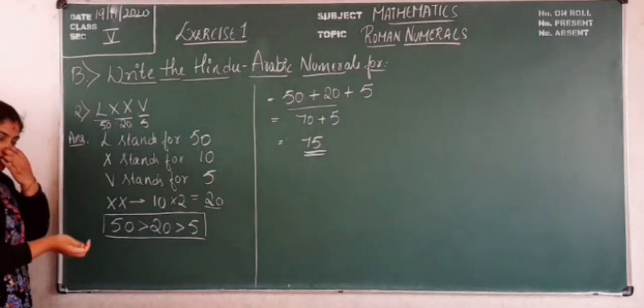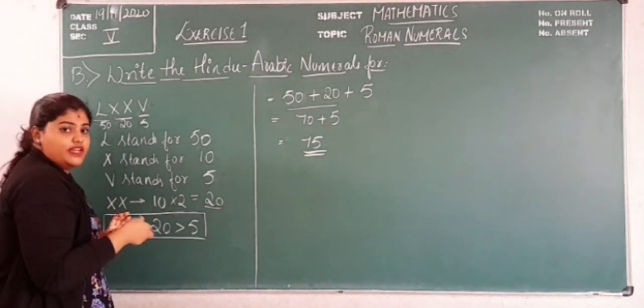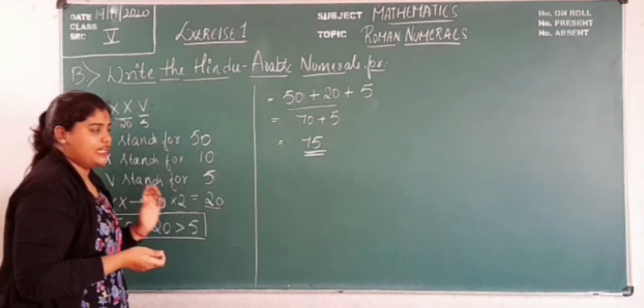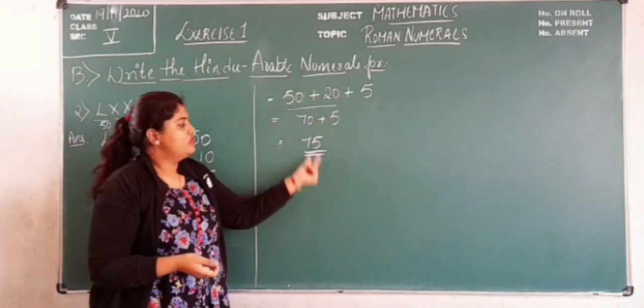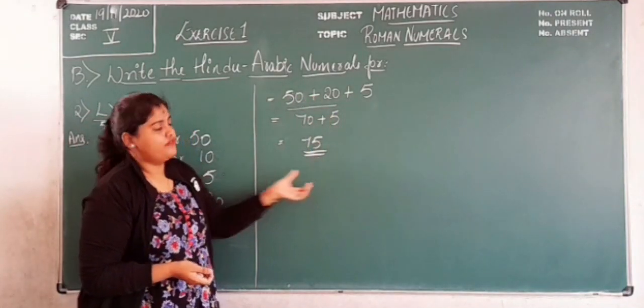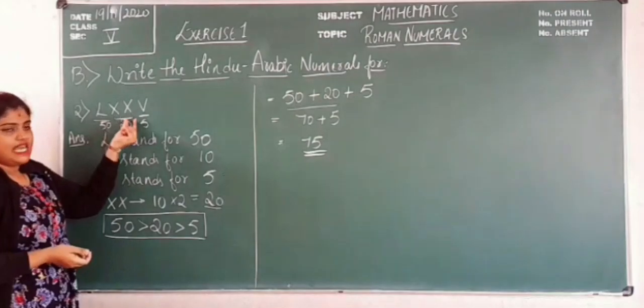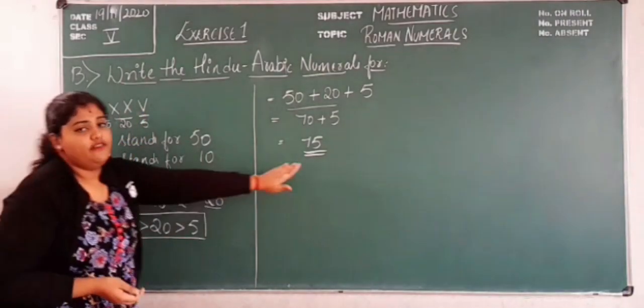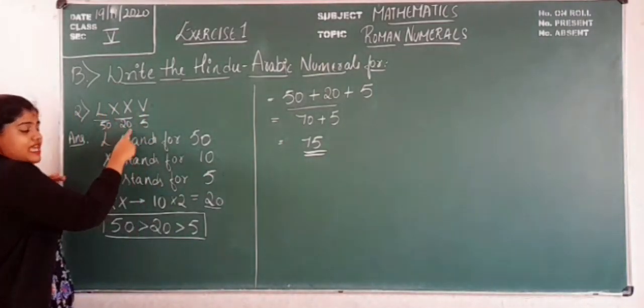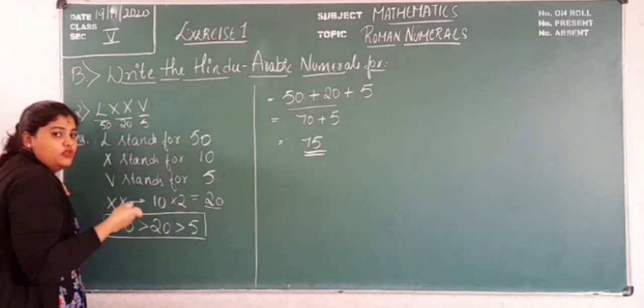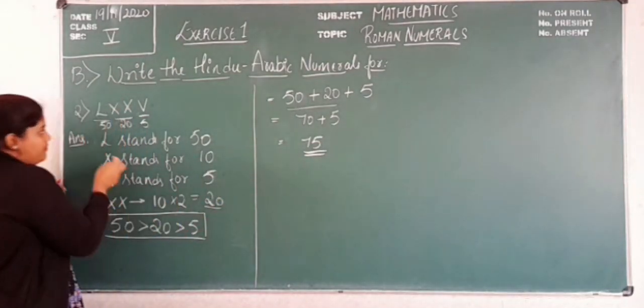We also know the rule, that is if we write a smaller value after a greater value, it is addition. So we have added the values. So we got the sum, that is 75. So this LXXV stands for 75. So this LXXV in Hindu Arabic numeral is 75.